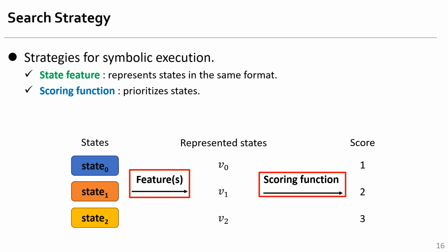These basic designs are applied to strategies for symbolic execution as well. State features represent states, and a scoring function prioritizes those represented states. By defining these two components, we can design various search strategies.